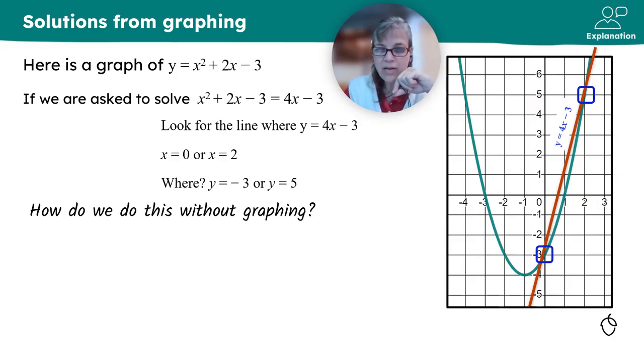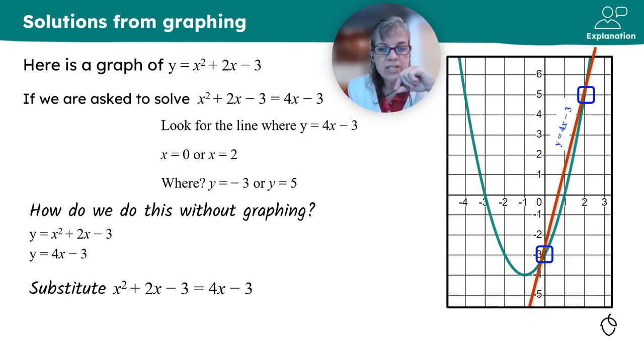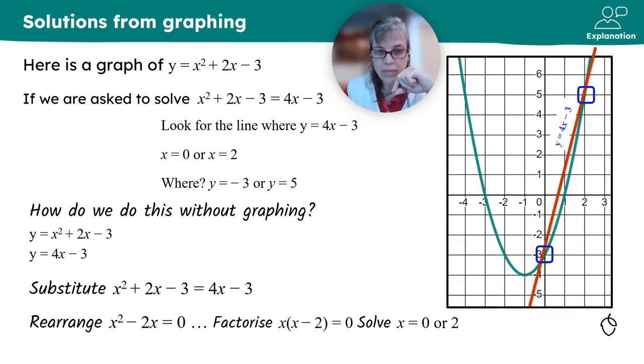How do we do this without graphing? If we want to solve two simultaneous equations without graphing, we do it by substitution. As we've talked about, in the place of y, you substitute what y equals from the other equation. Then you rearrange it, and factorize it if possible, and that gives you x equals 0, x equals 2, which are the same values that we just found by graphing it.